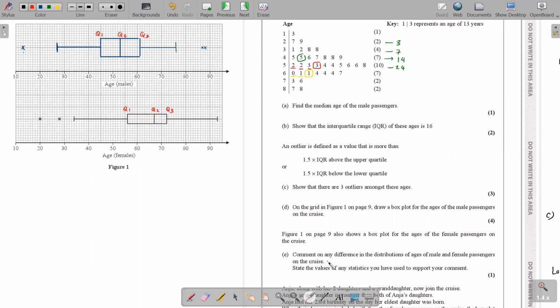Now they just want you to comment on any difference in the distribution of ages of the male and female passengers. So what do you say about the median? What do you notice? The median age of the females is higher, or you can say the females are generally older than the males. So write that down and then give the values. They ask you to state the values as well. So you must give it with the values. So part E.